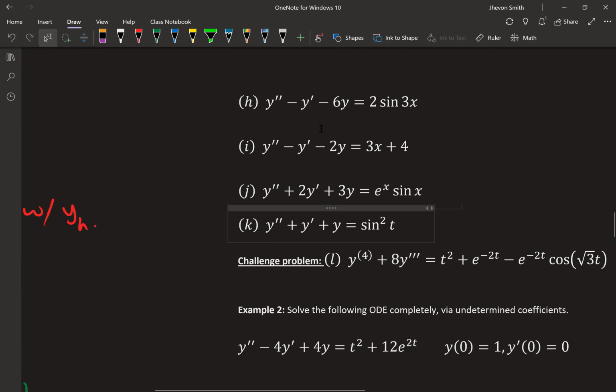Technically you should be responsible. You should know how to do all of these because I told you everything you need to know for the test. Our test will cover everything up to what we did today. So you need to know everything from the beginning to undetermined coefficients and how to fully solve a problem.